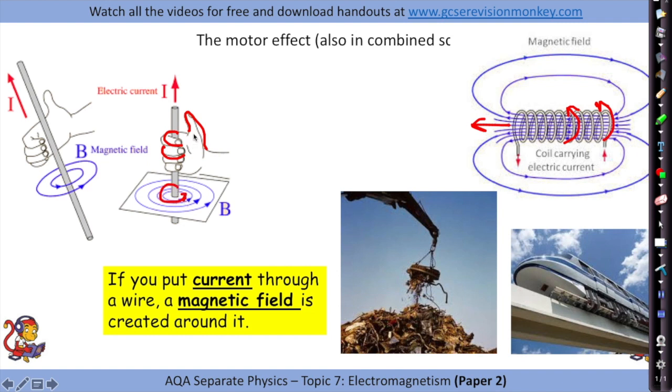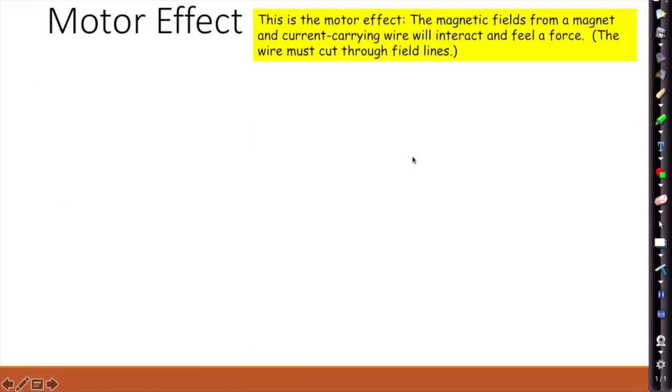Okay, so your field lines and your thumb being the current, field lines being your fingers here. And that's called the right hand grip rule. Okay, so how can we use this with the motor effect then? So this is the motor effect.